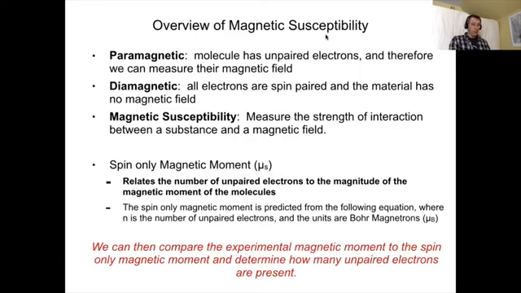So again, the key idea is we will compare our experimental magnetic moment that we will gather and then calculate to this theoretical spin-only magnetic moment to determine how many unpaired electrons are present in our sample.